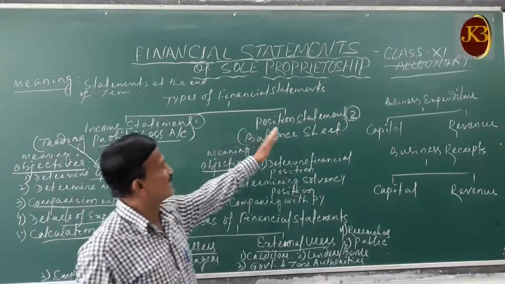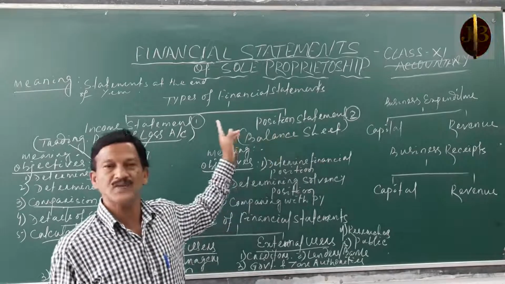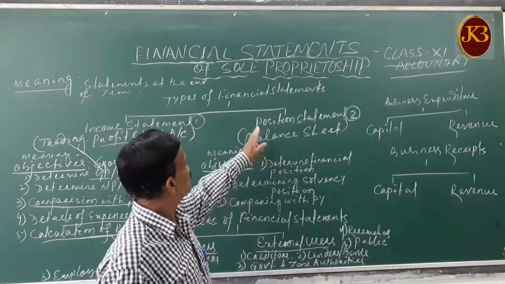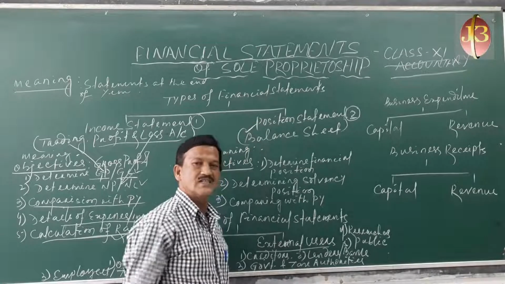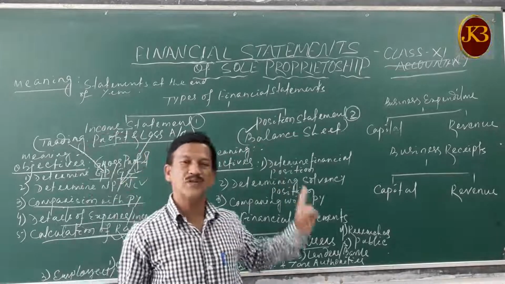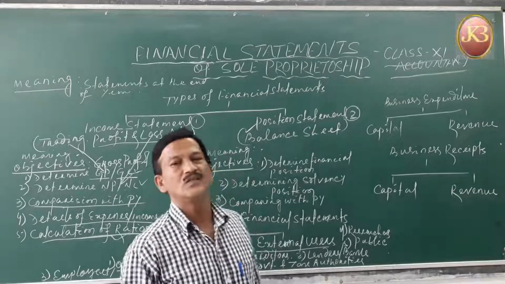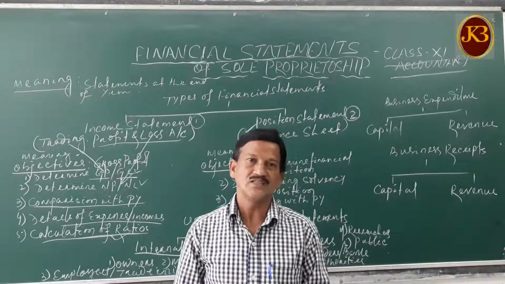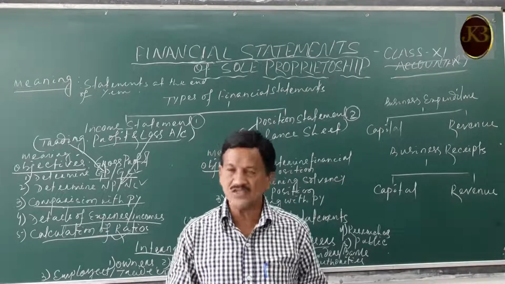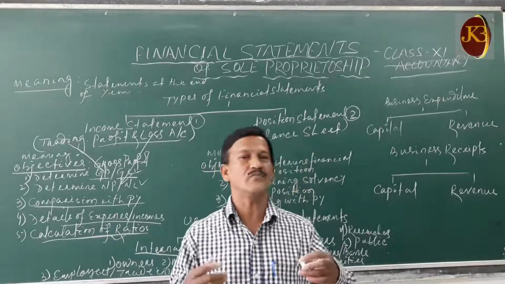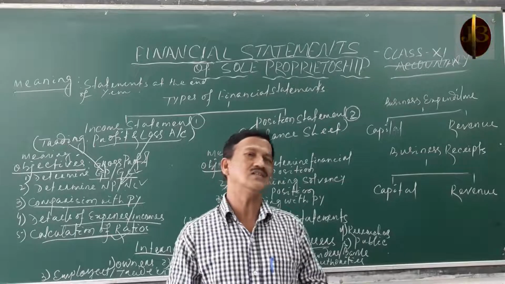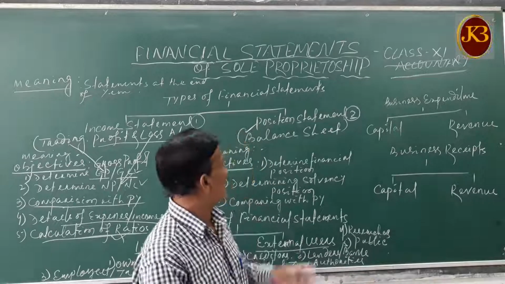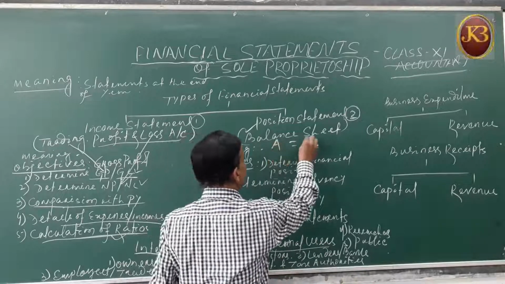Then let's come to the second financial statement, which is prepared to show the financial position of the business, that is the position statement or balance sheet. This is the statement prepared at the end of the year to know the position of the business. That's why it is called the position statement. Commonly it is called the balance sheet. Why is it called a balance sheet? Because it is the statement which shows the balance between your total assets and your liabilities and capital.